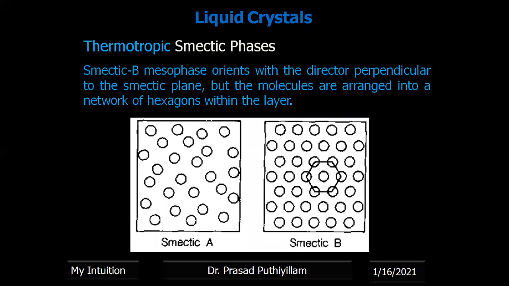Whereas the smectic B mesophase is oriented with the director perpendicular to the smectic plane, but the internal molecular arrangement is a network of hexagons. So if we compare with smectic A, in smectic B the arrangement is hexagonal, a network of hexagonal molecules. Anywhere we can find, we can make a hexagonal arrangement. So we can say it's a network of hexagons. We call it smectic B.